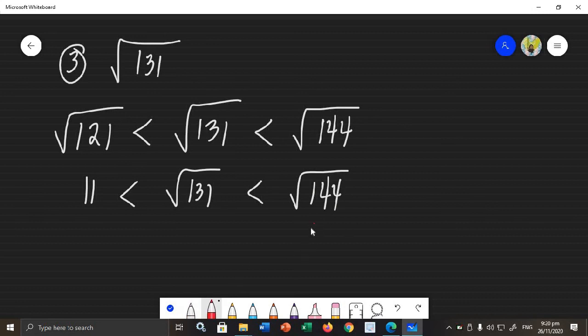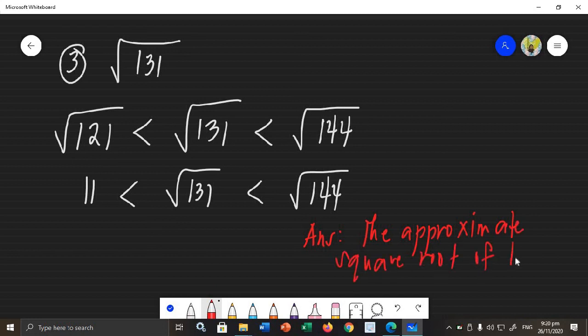Now, we can say that our answer is the approximate square root of 131 is 11, which is the square root of the perfect square number closest to 131. So, that is how you get the square root or estimate or approximate the square root of irrational numbers. So that ends our topic with regards to rational and irrational numbers.